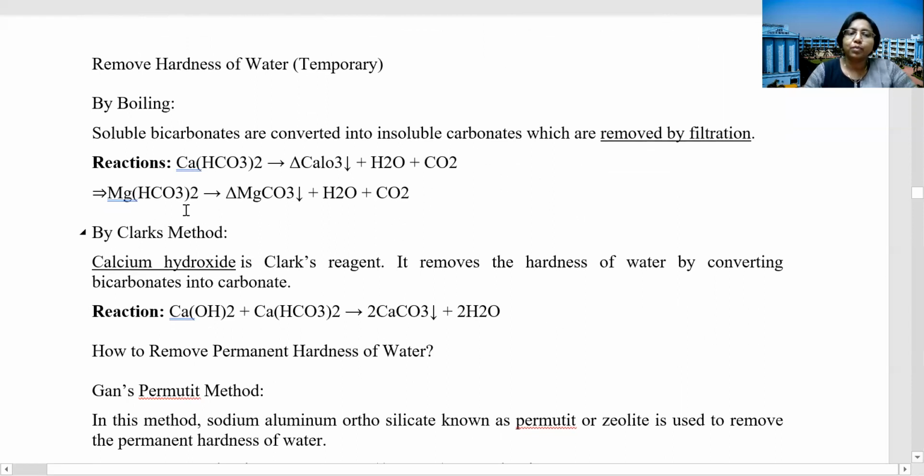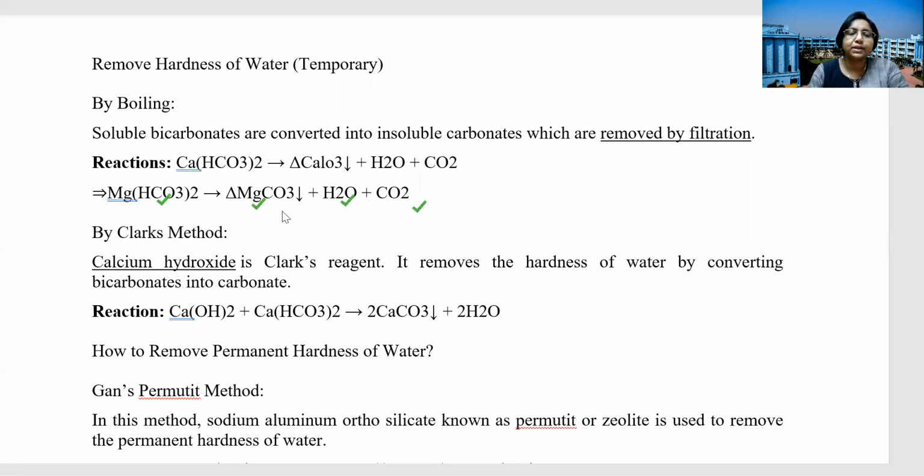The removal of temporary hardness is a very easy process. We can do it by simple boiling. If we boil calcium bicarbonate, it is converted into calcium carbonate, H2O and CO2. If we boil magnesium bicarbonate, we get magnesium carbonate, H2O and CO2. So we get precipitates of calcium carbonate and magnesium carbonate. In this way, temporary hardness can be removed very easily.